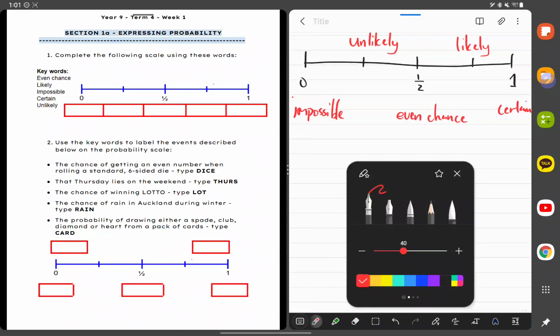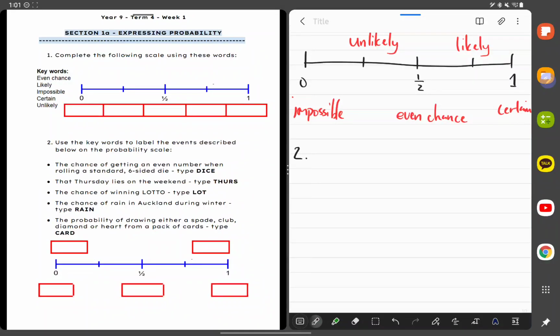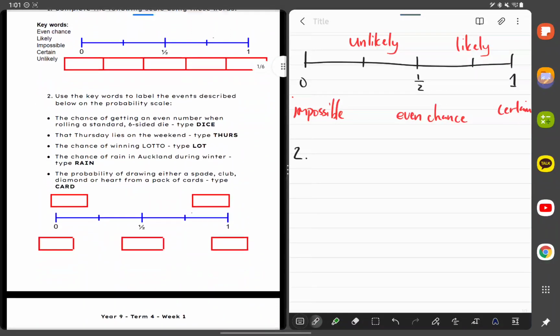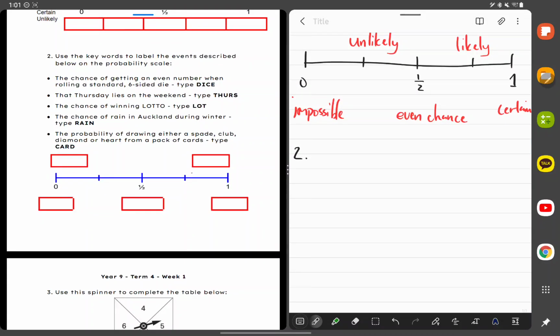Number 2. Use the keywords to label the events described below on the probability scale. Okay, so we have, again, 1, that's 0. I have something in the middle here, which is a half. I don't need those 4 scales because they're not evenly spaced, so don't worry about it. The chance of getting an even number when rolling a standard 6-sided die.